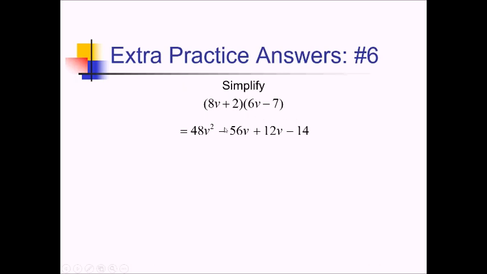And now combining like terms, we still have a 48v squared. But then these middle terms can get combined. Negative 56v plus 12v is going to be negative 44v, and then we still have the minus 14.